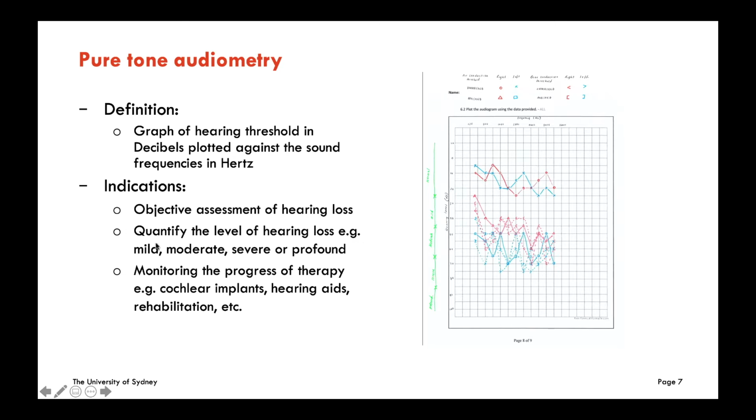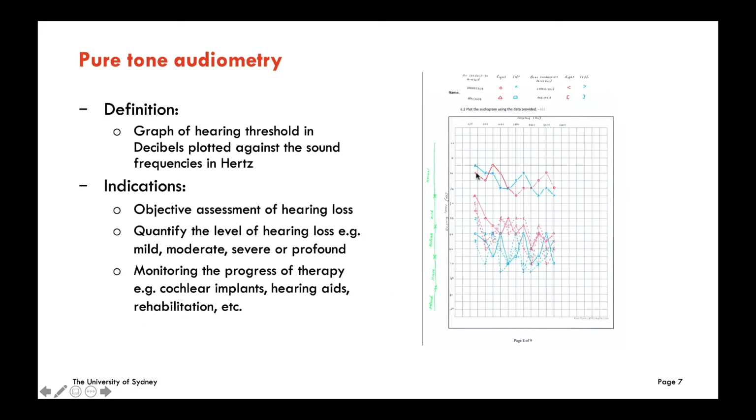Mild hearing loss is described as hearing loss between 25 and 45 decibels, moderate between 45 and 65 decibels, severe between 65 and 85 decibels, and profound hearing loss is hearing loss above 85 decibels. Normal hearing is usually below 25 decibels. Pure tone audiometry is also an objective test that we may use to monitor therapy, such as after cochlear implants and using hearing aids, and also for rehabilitation purposes.